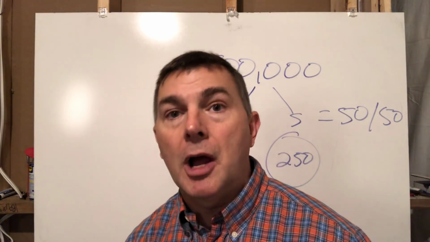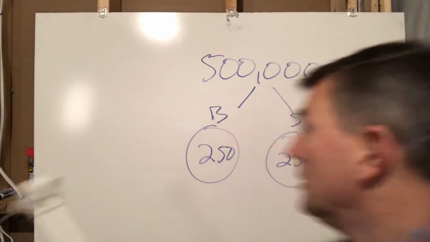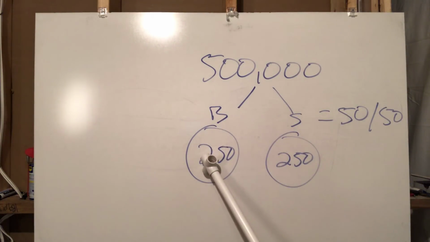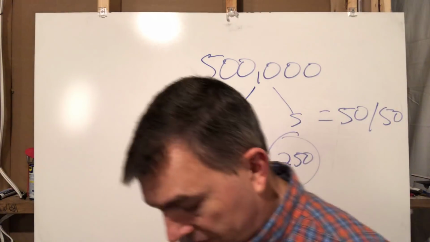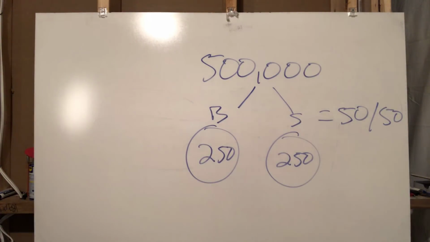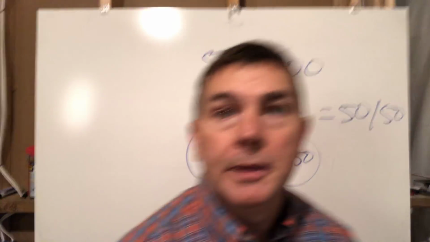You're a 50% stock, 50% bond kind of guy. Well, what does that mean? We've got $250,000 in bonds and $250,000 in stocks, because you're 50-50. Nothing rocket science there, right? So now you say, Josh, I want to maximize my portfolio in retirement.